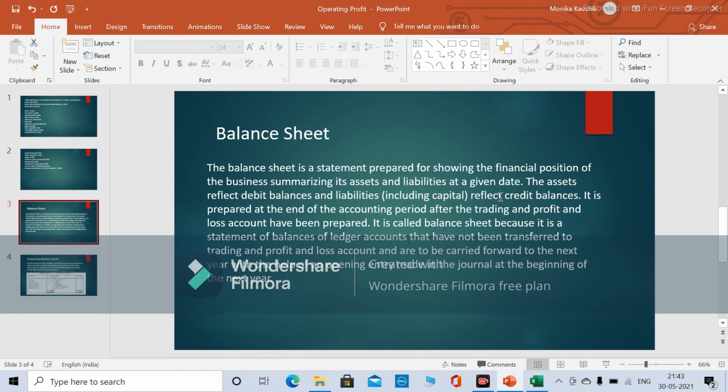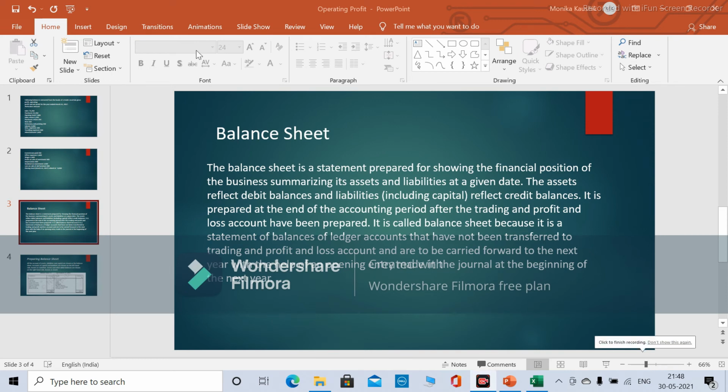So the balance sheet shows the financial position of any company, and in the balance sheet we consider only assets and liabilities. Assets have the debit balances, and liabilities and capital reflect the credit balances. It is prepared at the end of any accounting period after the trading and profit and loss account have been prepared. Why is this called the balance sheet? Because it is a statement of balances of ledger accounts that have not been transferred to the trading and profit and loss account.